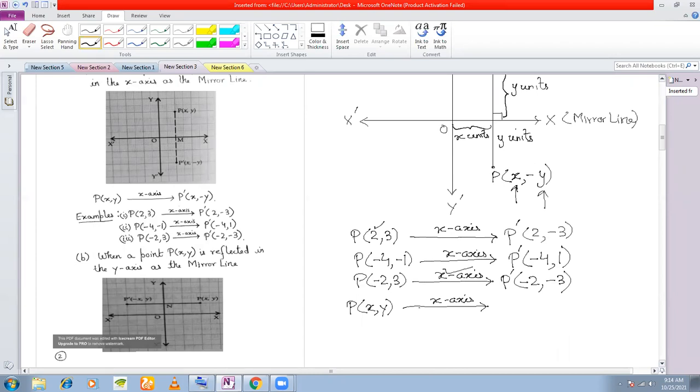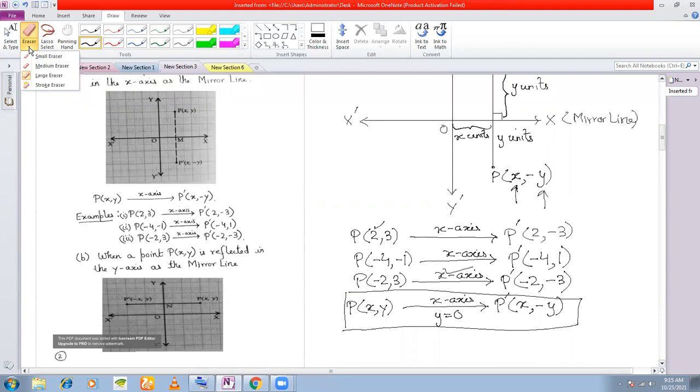And what is the equation of the x-axis? Can anyone tell me what should be the equation of the x-axis? In class 9 we discussed that the equation of the x-axis is y equals 0. So whether I say reflected in the x-axis or reflected in the line y equals 0, it means the same thing. So you will get the point P dashed, the x coordinate remains the same, the y coordinate will change. This is something that you should remember. Is it clear? Yes, sir.